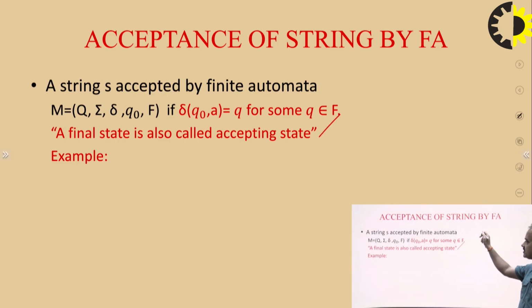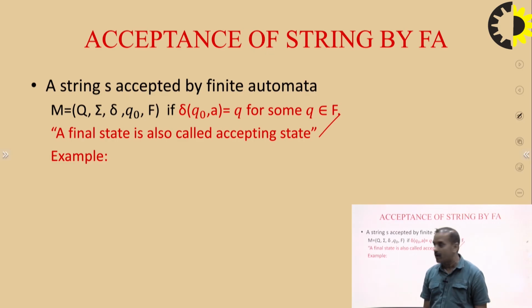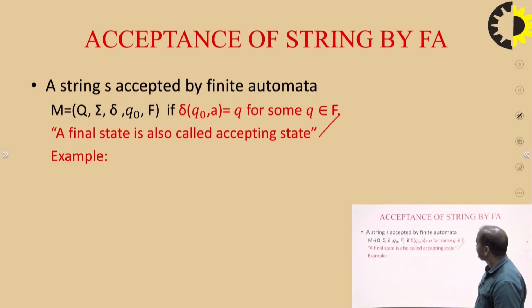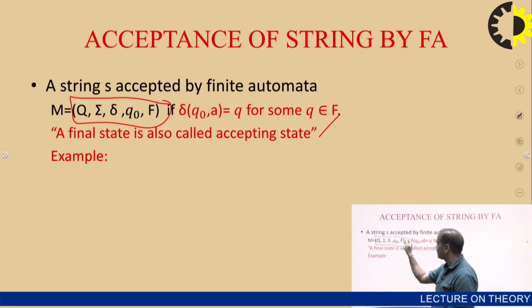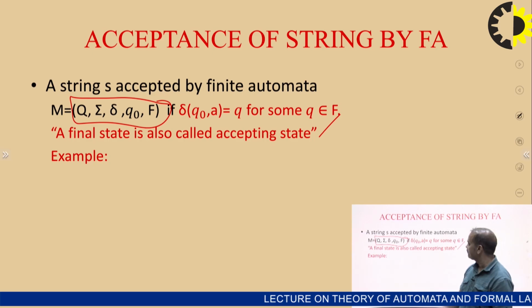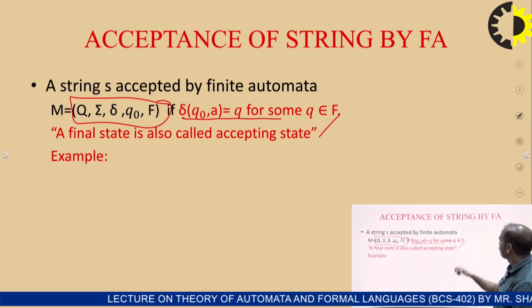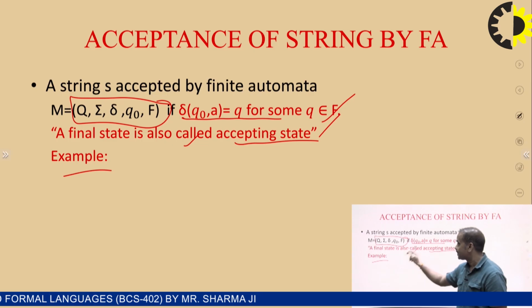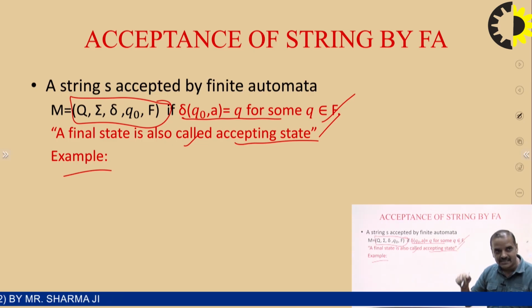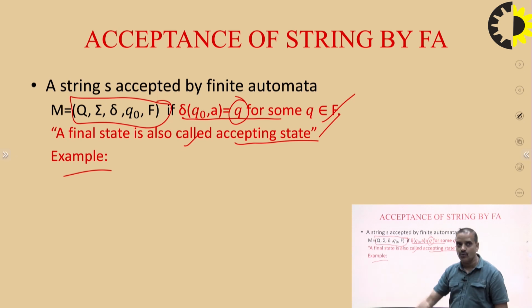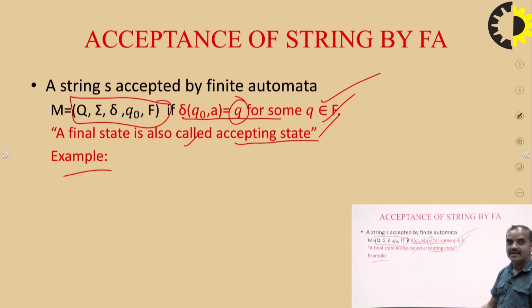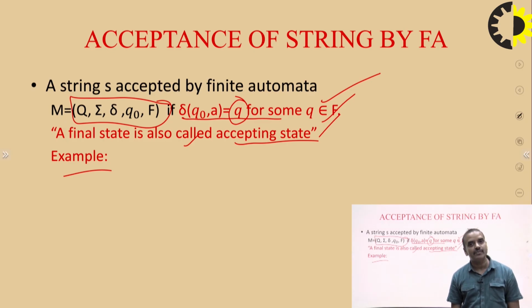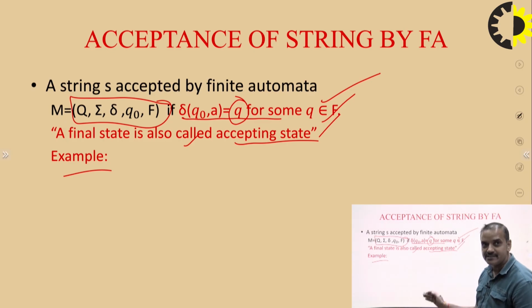Here are some basic definitions to show how we say that a string is accepted or not. Here we have taken acceptance by a finite automata M. This is the finite automata, so we take a definition like the previous one: Q, sigma, delta, Q naught, F. If delta of Q naught, w equals Q for some Q belonging to F, a final state, which is also called an accepting state. That means after processing the whole string, if we reach a state Q and Q belongs to the final states, then we say the string is accepted, otherwise rejected.